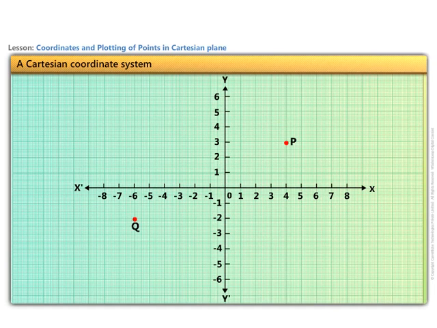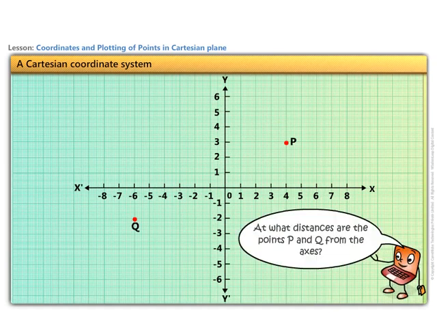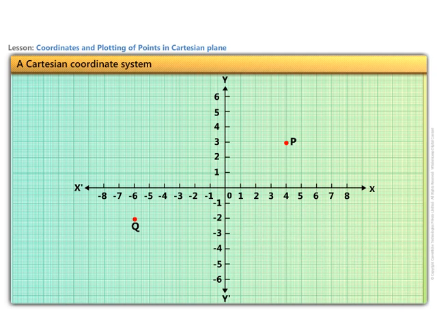P and Q are 2 points on the coordinate system. At what distances are the points P and Q from the axis? To find this, from point P, draw perpendiculars PM on the x-axis and PN on the y-axis. Similarly, from point Q, draw perpendiculars QR on x-axis and QS on y-axis.